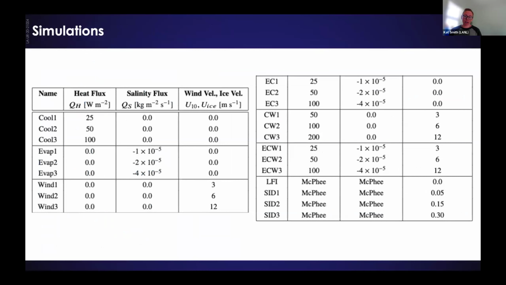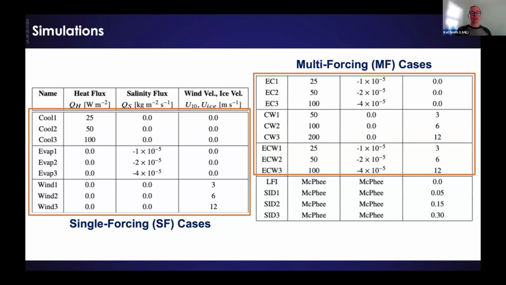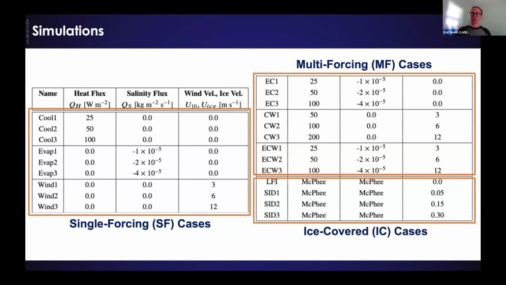So this is a table of the simulations. You don't have to digest all of this. I just want to use this to show you that in all the plots coming up, I'm going to organize them according to 3 different categories. The first category is the single forcing cases. Those are the ones where I only apply one type of forcing, so either cooling at the surface, evaporation, or wind at the surface. We have our multi-forcing cases, which are combinations of the single forcing cases. And then we have ice-covered cases, so both what we're calling land-fast ice, or a stationary ice case, and 3 different ones with drifting speeds to them.